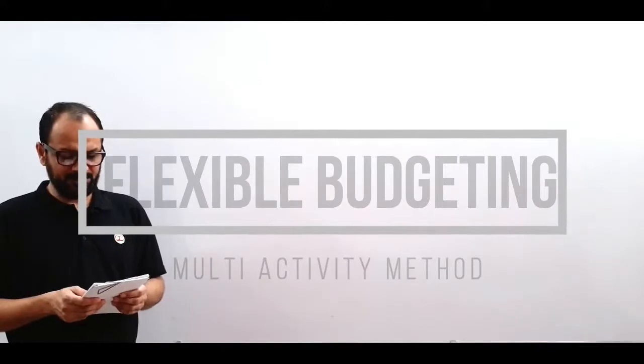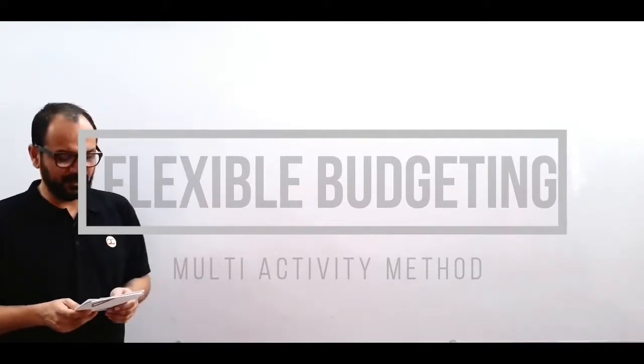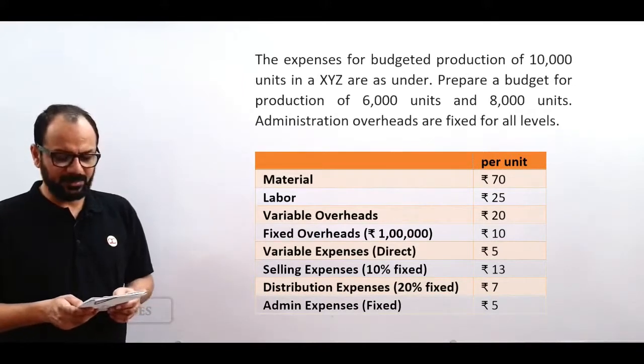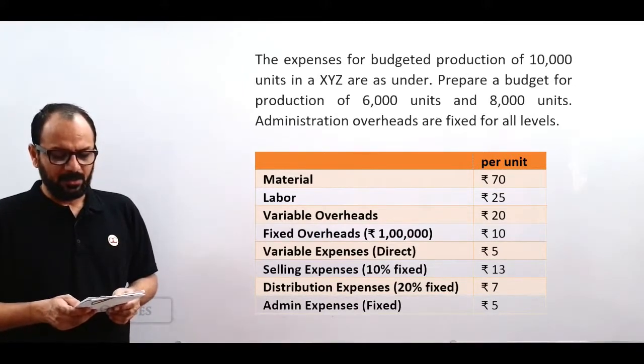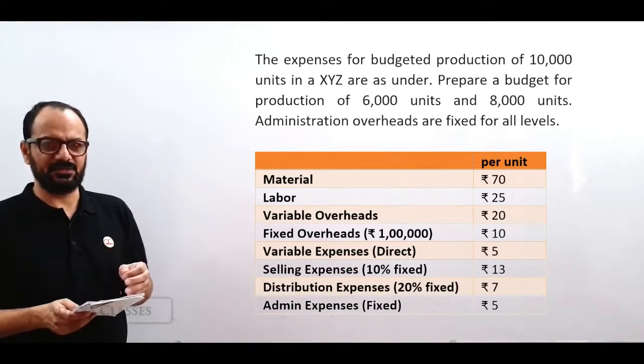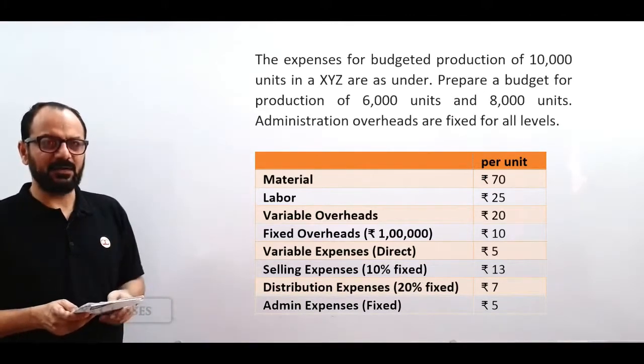Hello and welcome to our today's question on budgeting, where we are studying flexible budgets. Now, if you have a look at the question, we have been provided with data for activity level of 10,000. We need to prepare a budget for activity level of 6,000 and 8,000. So the data given here is for 10,000.